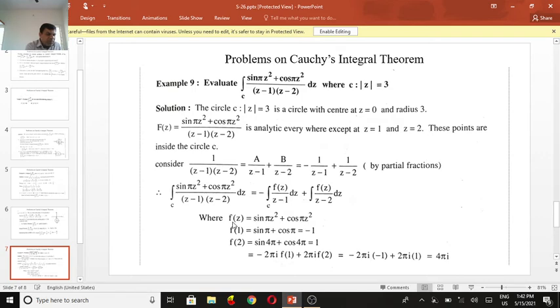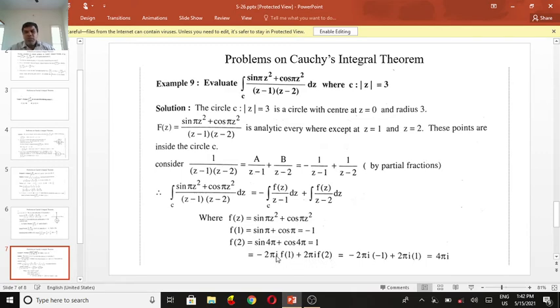Now f of 2: z square is 4, so we get sin 4 pi plus cos 4 pi. Again sin 4 pi is 0 and cos 4 pi is 1. So again I come to the problem. I am substituting f of z at z equal to 1 and z equal to 2, and we get minus pi i f of 1 plus 2 pi i f of 2.